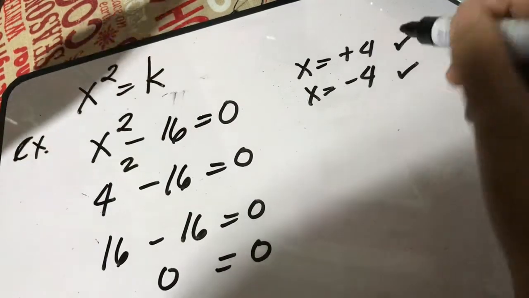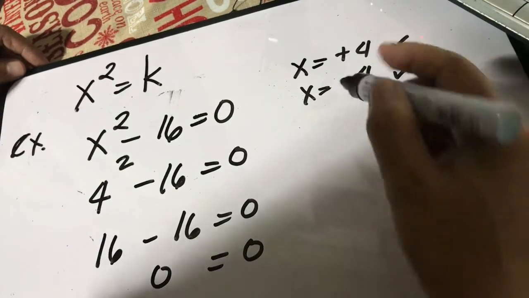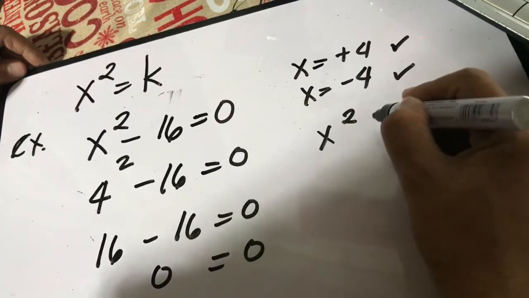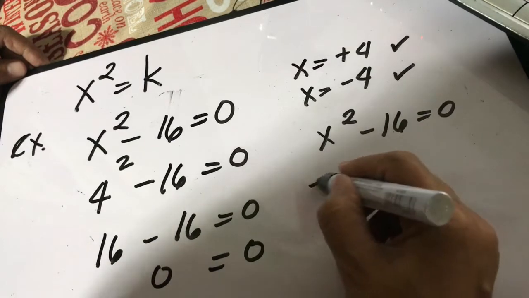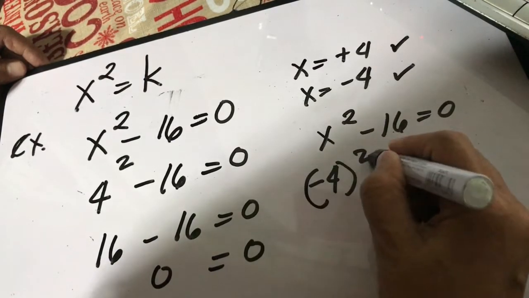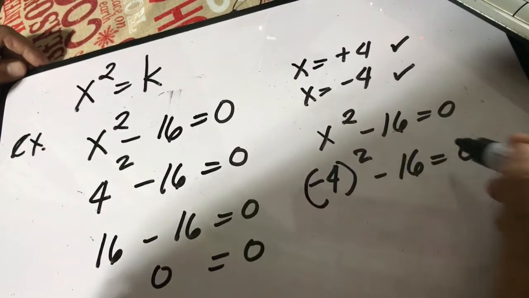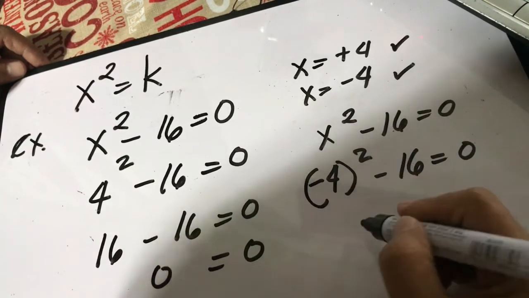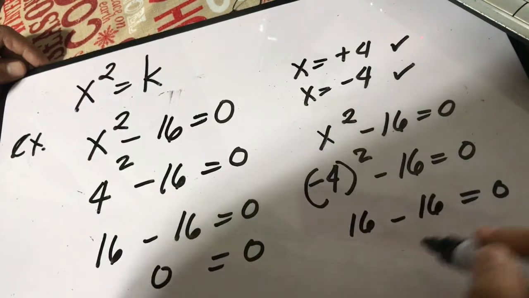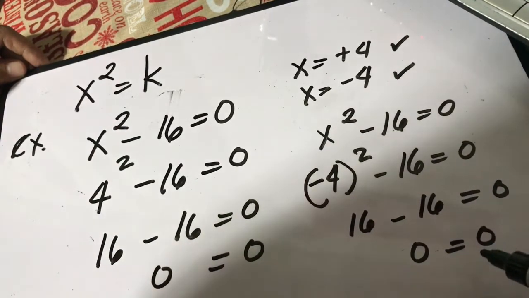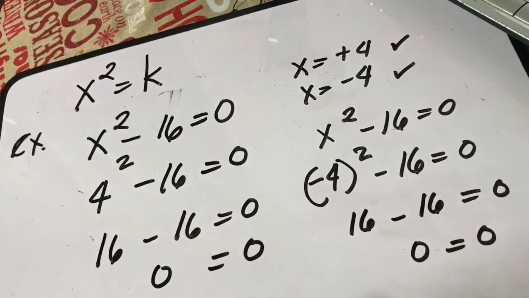Now what about the second value, which is negative 4? Again, from the original equation, x squared minus 16 equals 0. X is negative 4, so you have negative 4 times the quantity squared minus 16 is equal to 0. So, negative 4 squared is positive 16 minus 16 is equal to 0. So, 0 is equal to 0. Therefore, the values or the roots of that equation, x squared minus 16 equals 0, which is positive and negative 4, are correct.